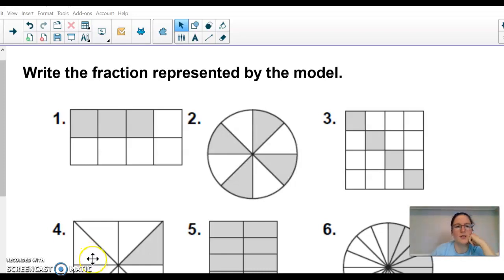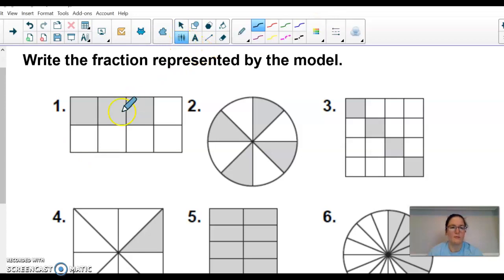Hey guys, I just wanted to give you a little bit of a summary of what your homework's going to be about. It's all about transitioning between fractions, decimals, and percents. So right now we just have models and we want to write the representation as a fraction of the model.